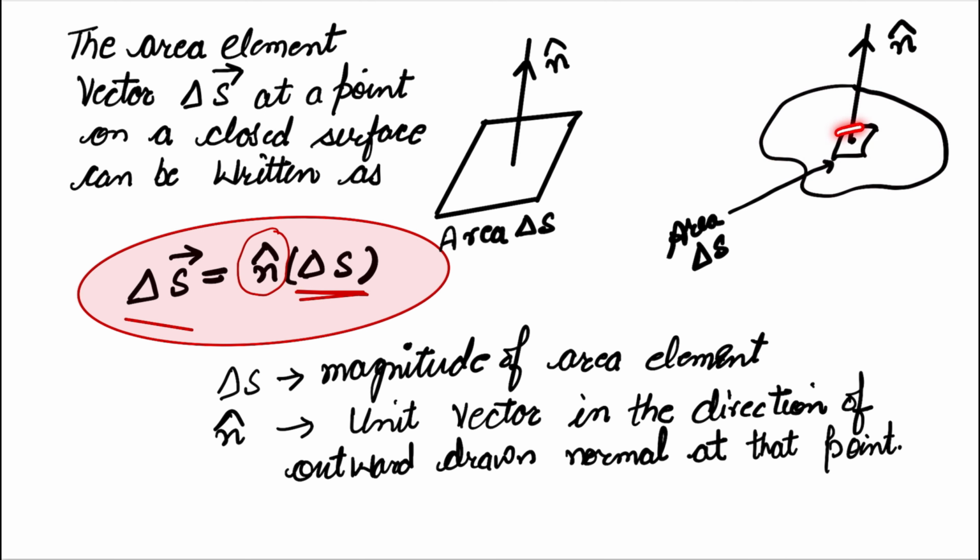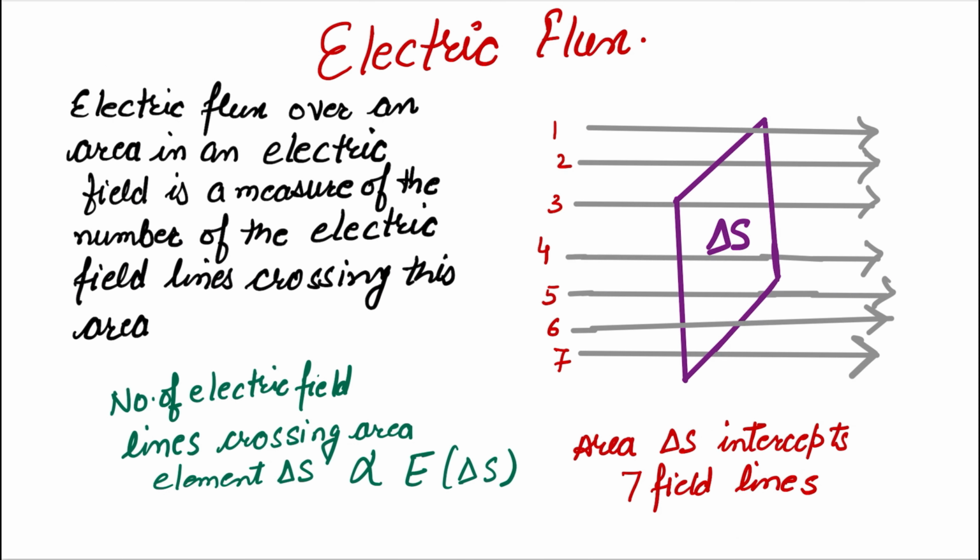So this is the one area element which we have chosen, and n cap is the unit vector along the normal. Then delta S vector will be given as n cap into delta S. Now the next topic is electric flux.